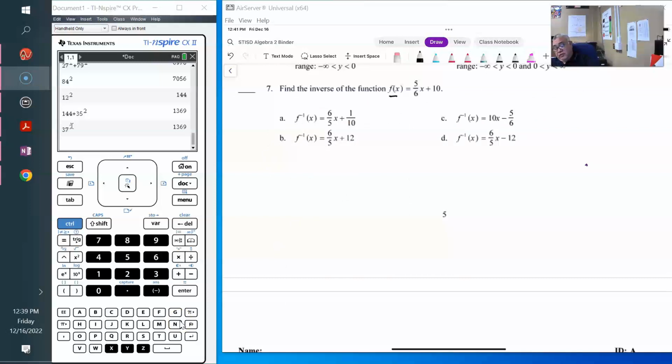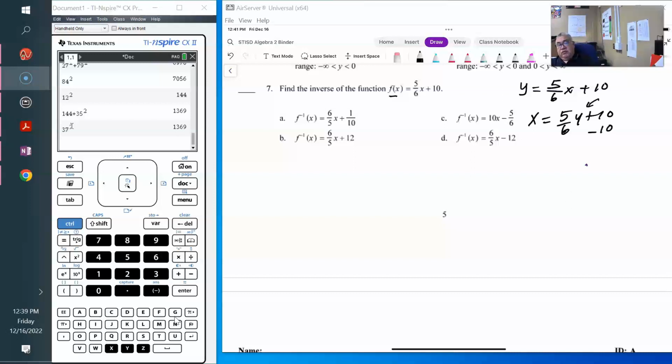Number 7, it says to find the inverse. Remember that f of x, you're going to replace with the y. Y equals 5 over 6 x plus 10. So to find the inverse, you know that the y and x variables are going to switch. So you have x equals 5 over 6 y plus 10. And then at this point, you're going to use algebra to solve for y.